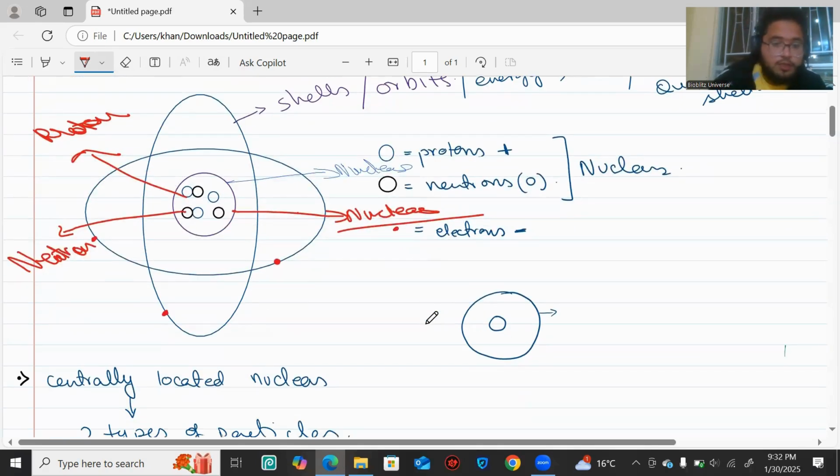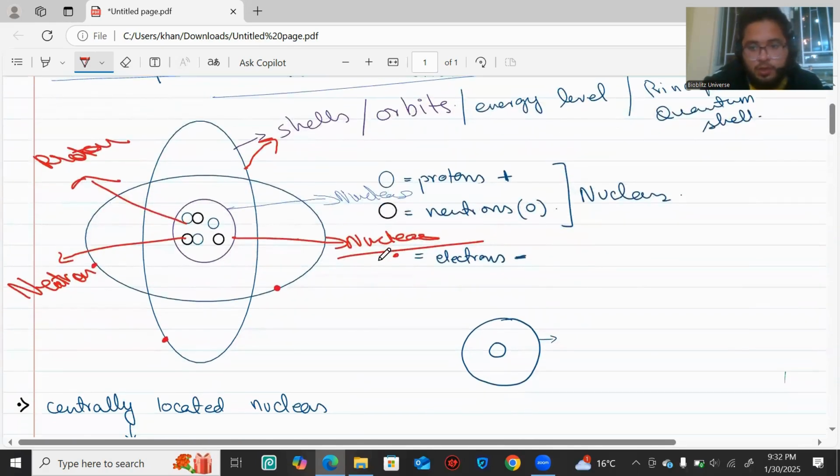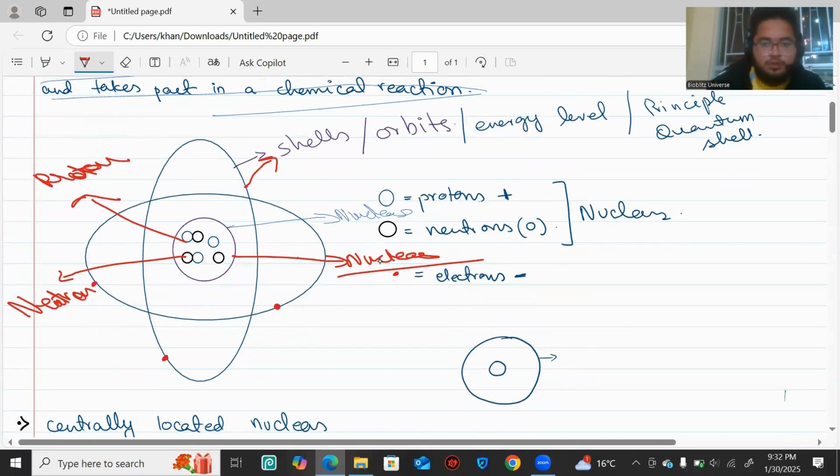Then after this, outside the nucleus, there are orbits, or shells, also known as energy levels or principal quantum shells. Okay, so these are all four terminologies used for a shell. Then in that shell there are electrons.